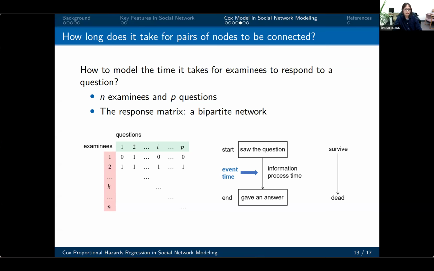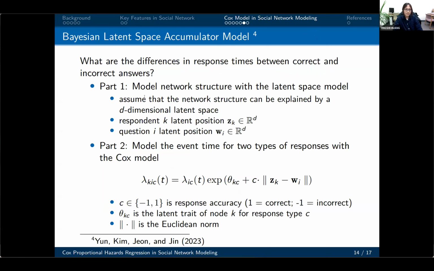And the time from seeing a question to providing an answer is also similar to the structure of survival data. So here the event time is the information processing time of the examinee. And the main interest is to know the differences in response time between correct and incorrect answers. The proposed Bayesian latent space models try to solve this problem by first using a latent space model for the network structure, that is, to capture the adjacency matrix.